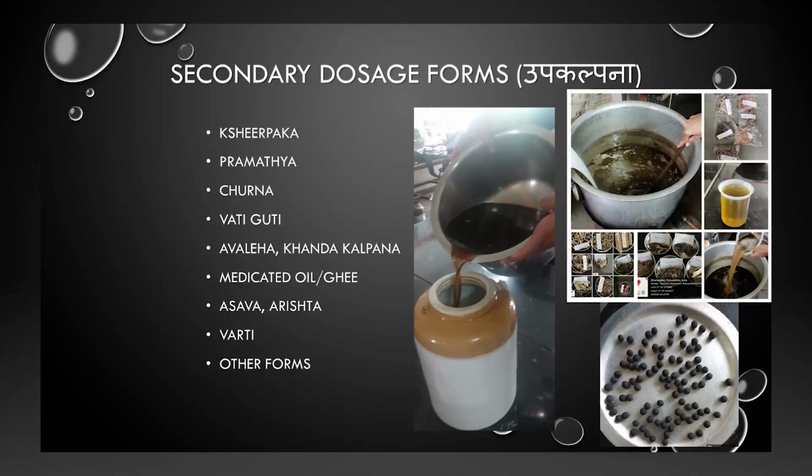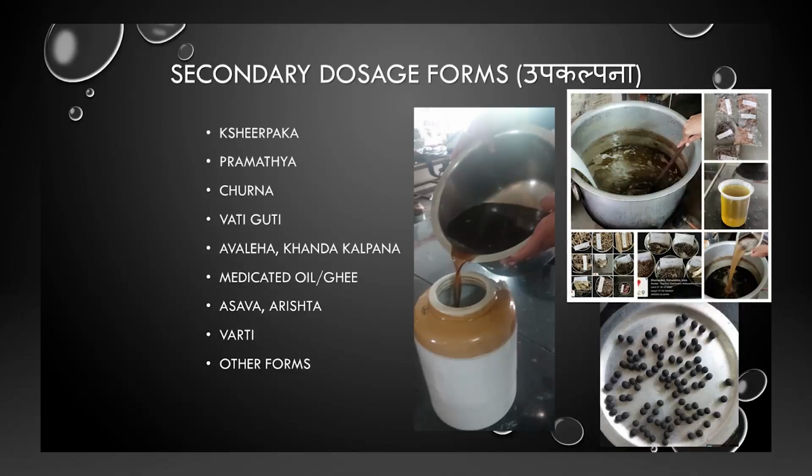Paniya Kalpana, meaning medicated water, is just like the Pramathya, but the drug and water ratio varies. Paniya Kalpana or medicated water is prepared by adding 1 part of the dried drug and 64 parts of water. It is boiled and reduced to half. This medicated water is used therapeutically as per the conditions warranted by the patient. For example, Shadanga Paniya.